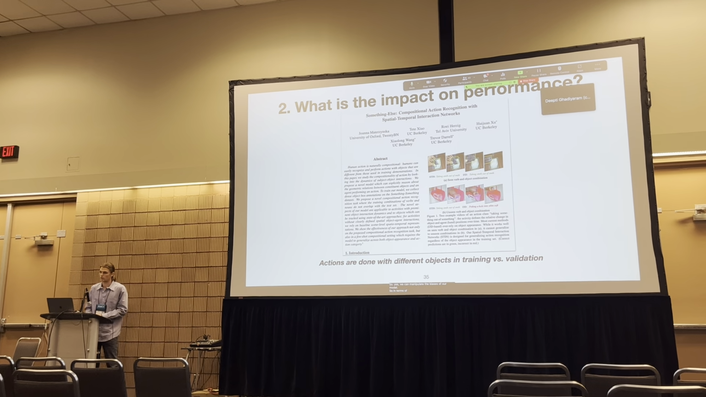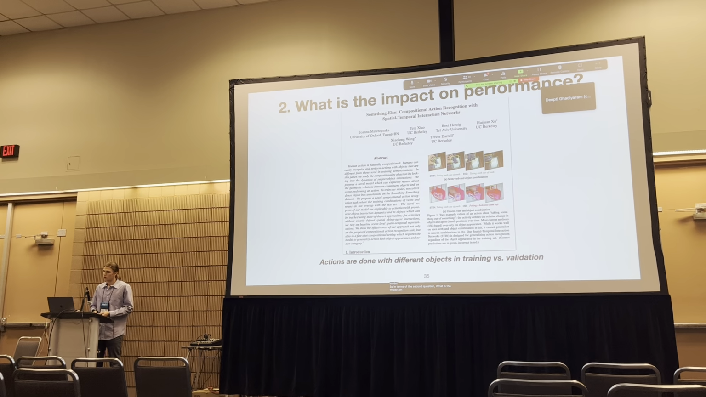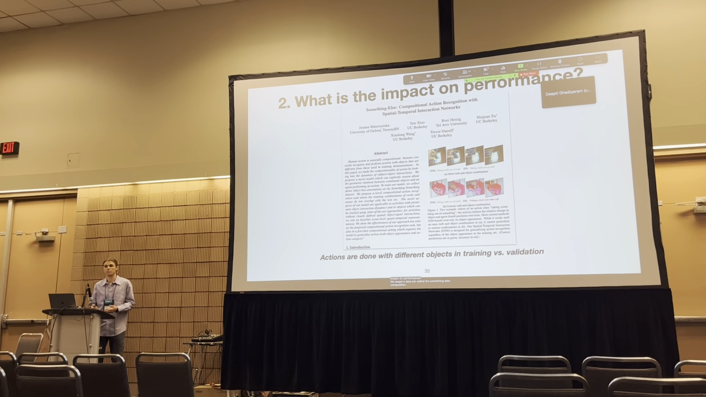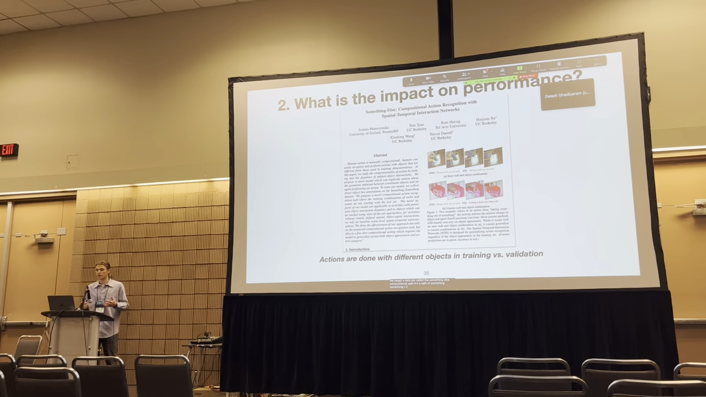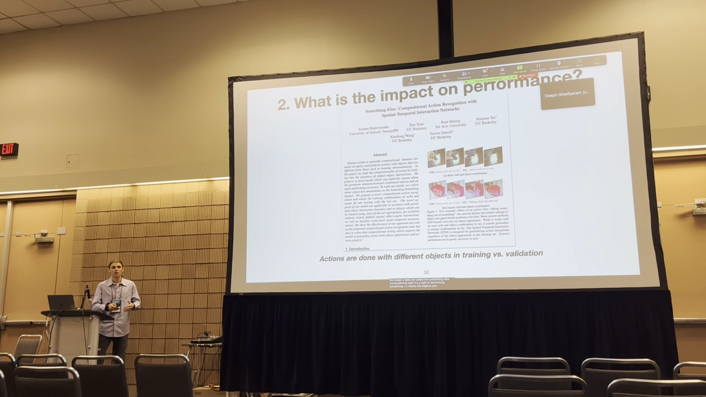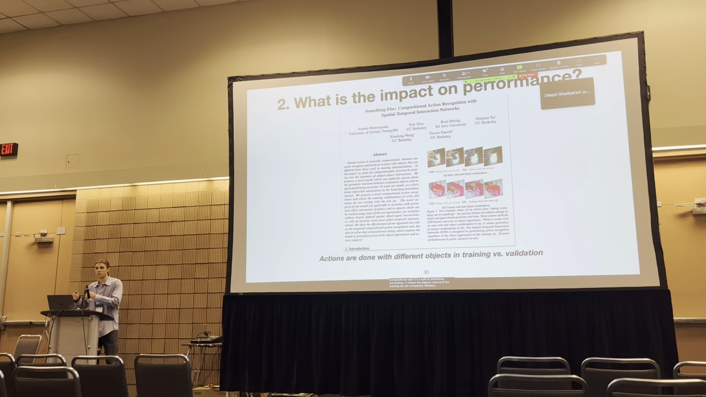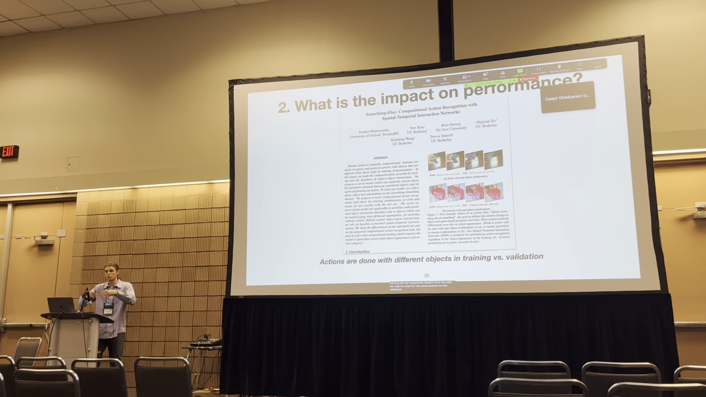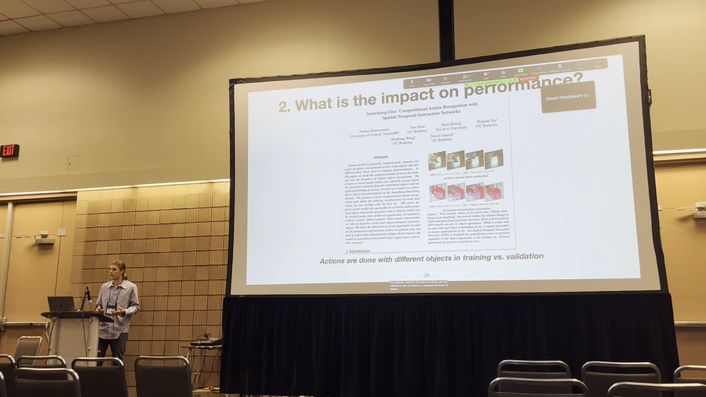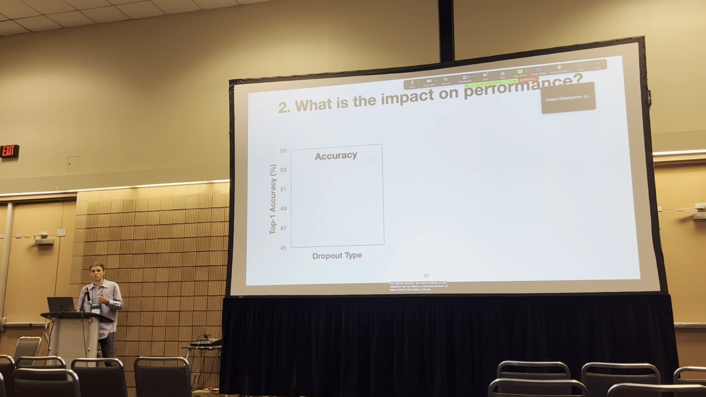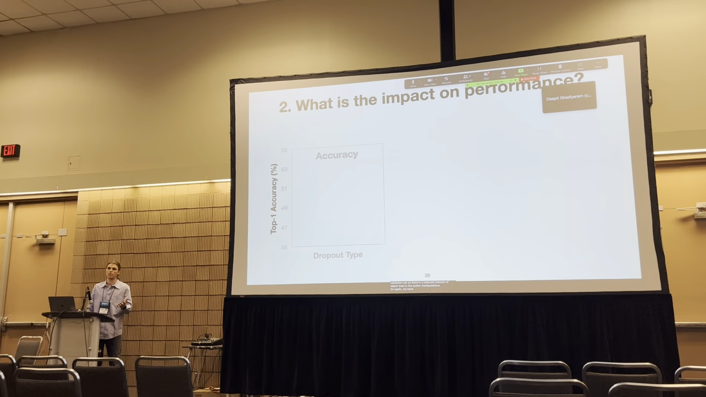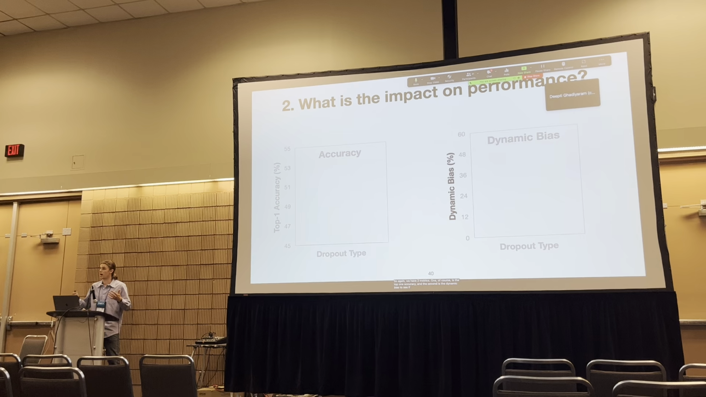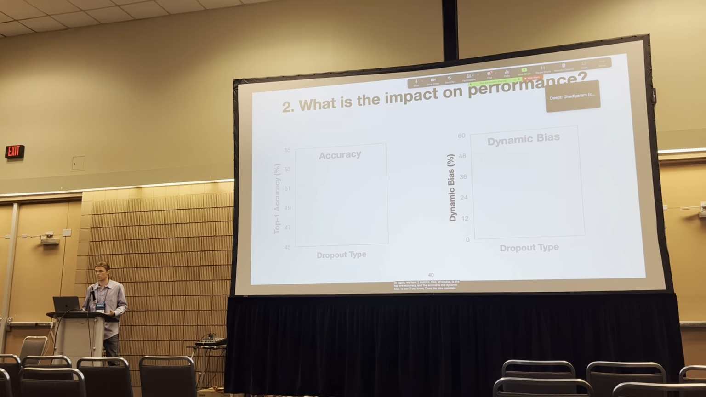So in terms of the second question, what is the impact on performance? We target a data set called the Something-Else compositional split. It's a split of Something-Something v2, where the objects used on the training set are completely disjoint from the objects used for the same actions on the validation set. So there's a reduced amount of object bias in the action manipulations. So again, we have two metrics. One, of course, is the top one accuracy, and the second is the dynamic bias, to see if the bias correlates with any improvements in performance.